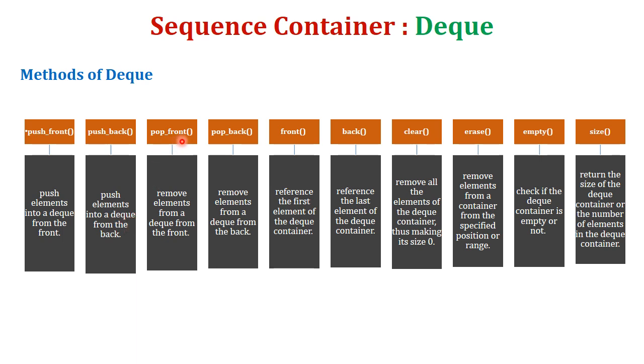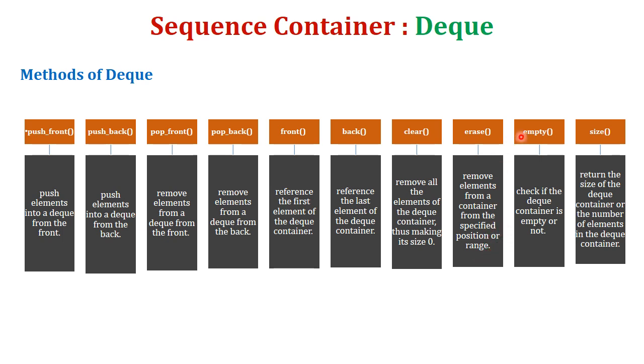Pop_front. Pop means remove, right? It removes an element from the front. Pop_back means remove the element from the back side. And front, it will return a reference to the first element in the deque container. Back is the reference to the last element of the deque. Clear removes all the elements of the deque container, thus making its size 0. Erase will remove elements from the container at a specified position or within some range.